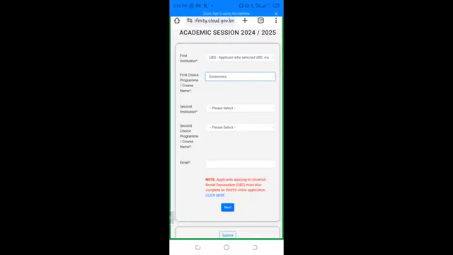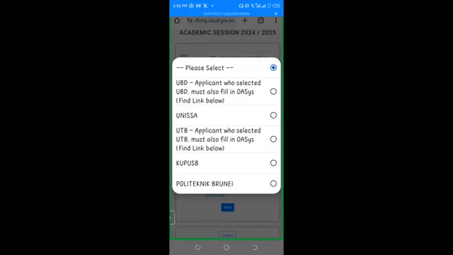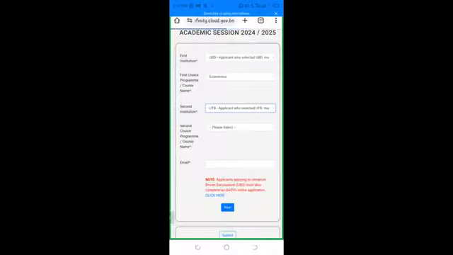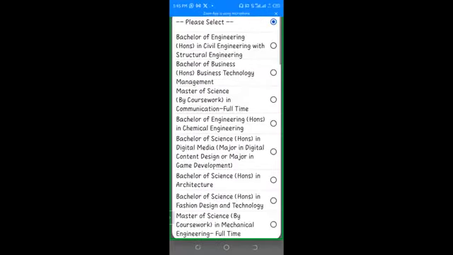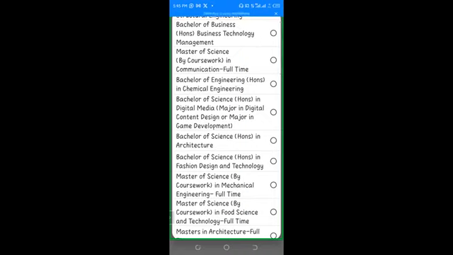And then second institution, you can choose the second one. Let's say we've chosen UBD earlier on. Let's choose UTB this time around. And then choose courses we want. You can see a lot of courses: Bachelor of Engineering, Bachelor of Science in Digital Media, and so on and so forth. So let's say this person wants to go for architecture.